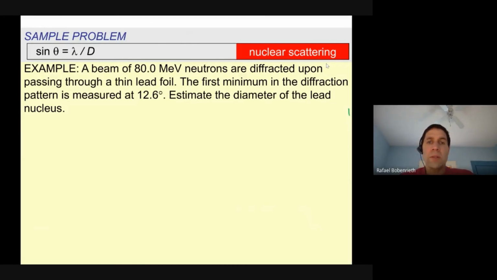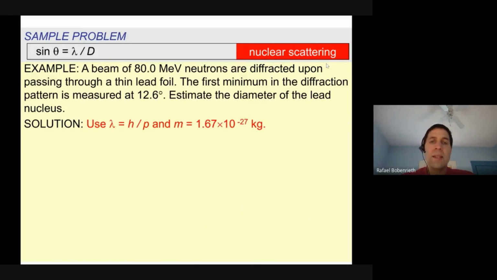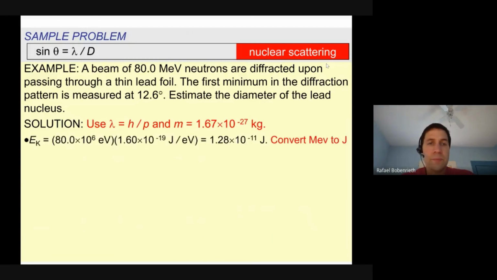So how are we going to approach this? The key ideas here I've outlined in red, by the way, so you can see calculations in black and key ideas in red. The key ideas here are you're going to use the de Broglie wavelength equation: the wavelength of a beam of neutrons is equal to Planck's constant divided by the momentum. You're going to use the mass of a neutron as well, as you can see it's given there. First of all, with the kinetic energy, what we want to do is convert from the electron volts or mega electron volts to joules. You can see that I've just done a quick conversion using the conversion factor to get a certain amount of kinetic energy in joules.